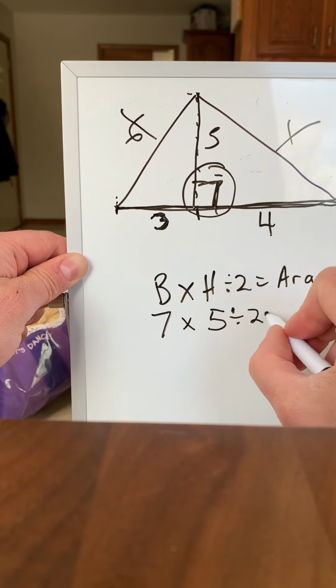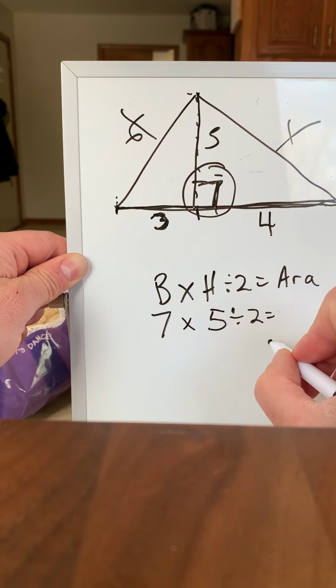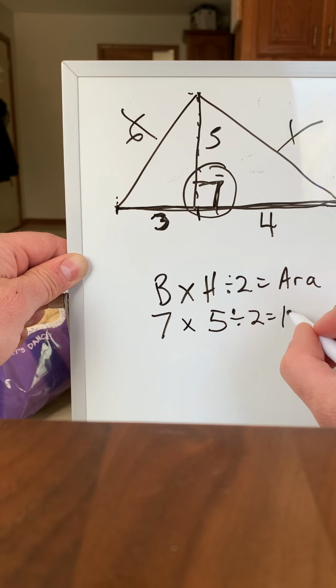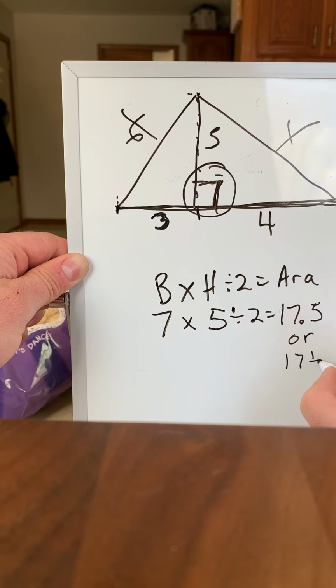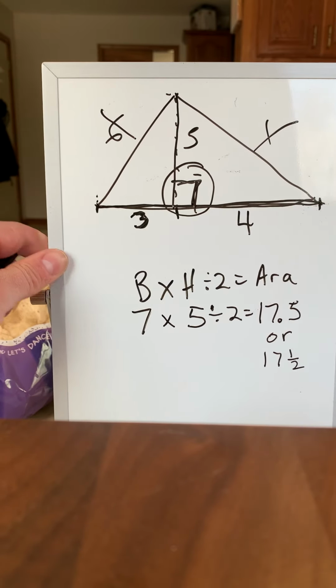Divided by 2 is equal to, so let's see, 30 divided by 2 is 15. 5 divided by 2 is 2.5. So it must be 17.5. Or if you want to write it as 17.5, you can, because they are the same number.